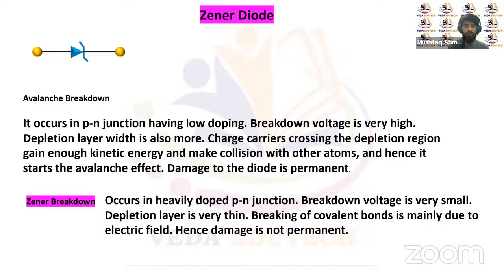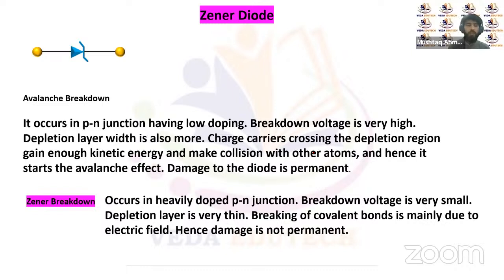they gain kinetic energy. Once the kinetic energy is gained by the minority carriers, they collide with the atoms, or they break the bonds of the atoms with other atoms. This breakdown of the bonds leads to the formation of other charge carriers. Eventually, the number of charge carriers increases because of the collisions of these charge carriers with other atoms.